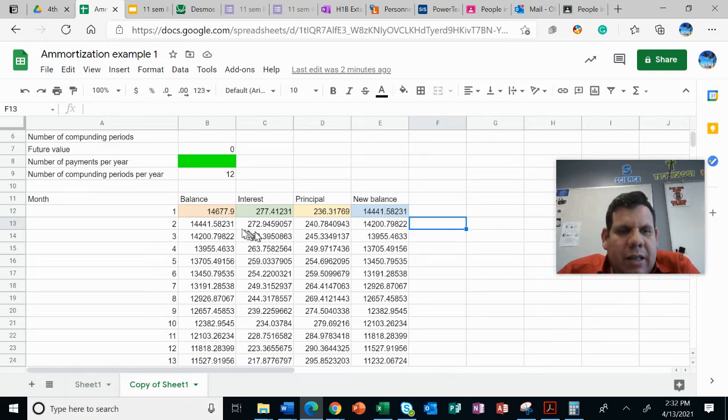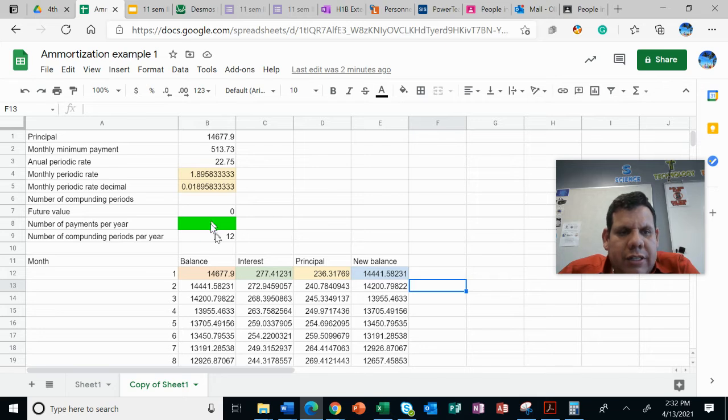Okay, so what's happening here? This is something that is compounded monthly. So that means that every single month, when they accept this payment, they will make all the modifications needed to reduce the balance and calculate the new payment for the coming month.